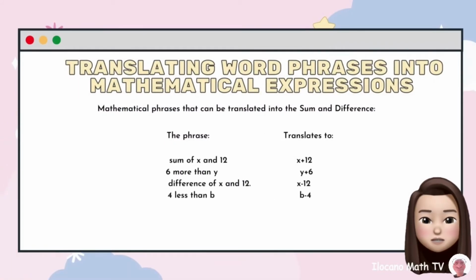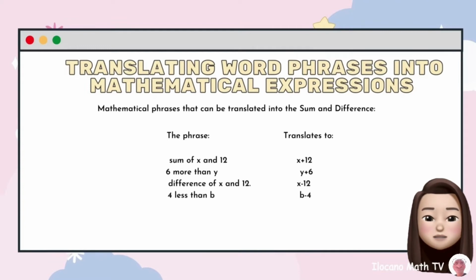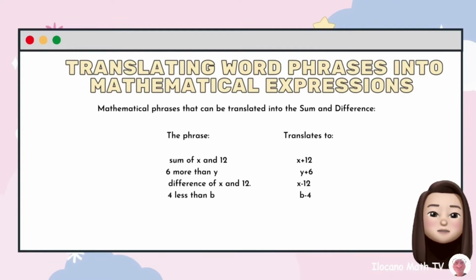Translating word phrases into mathematical expressions. There are a variety of word phrases that translate into the sum and difference. Here are some of the examples. The phrase sum of x and 12 translates to x plus 12.